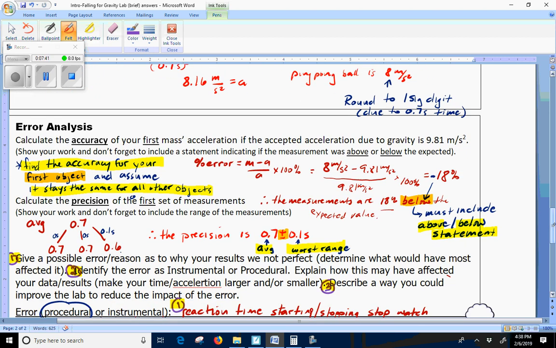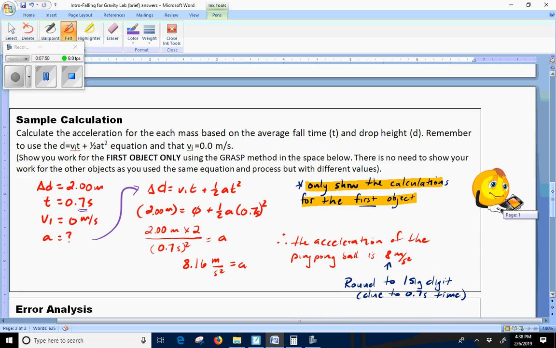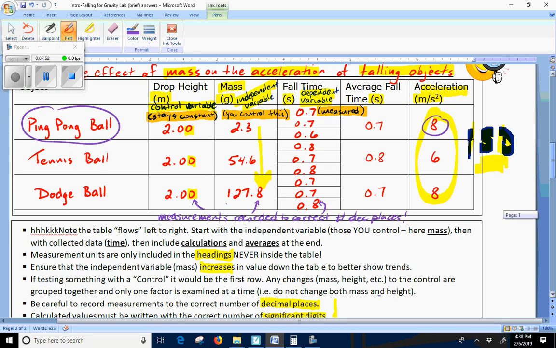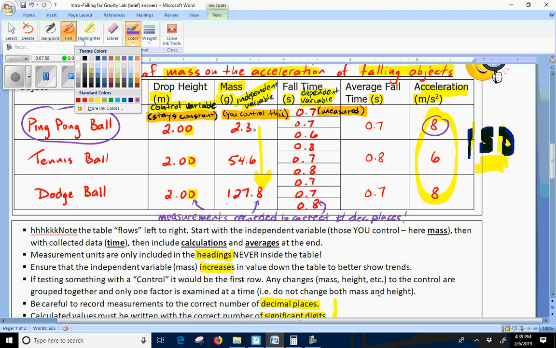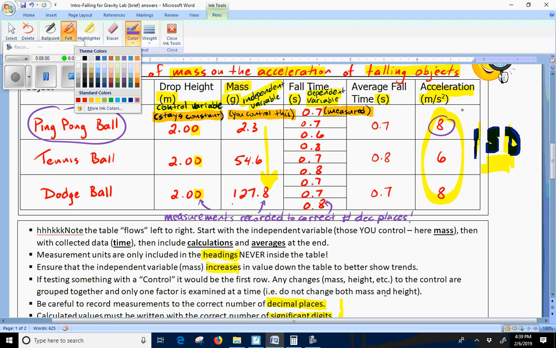Now, next thing we're doing is the error analysis. For the error analysis, what you want to start with is you want to include the accuracy and the precision of the first object again. And we assume that the accuracy and precision for the first object is going to be consistent with all the other objects. So we're going to figure out the accuracy of the acceleration calculation here, and we're going to figure out the precision of these time measurements here.